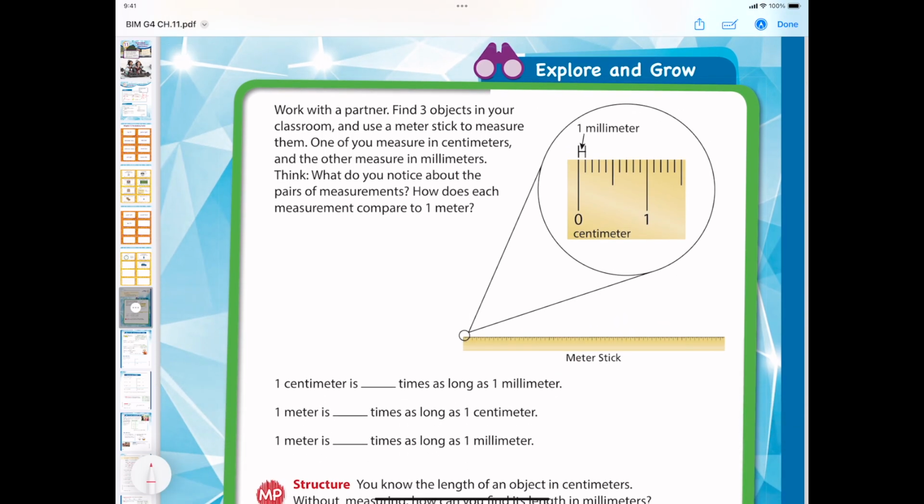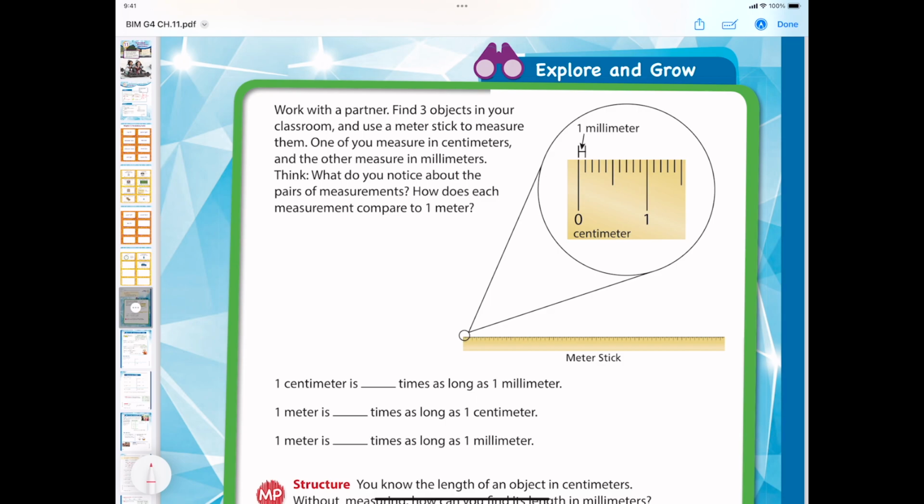Explore and Grow. Work with a partner. Find 3 objects in your classroom and use a meter stick or ruler. We have a ruler. I will give you time to take a look after we are done with my 3rd graders. Please hold on to it, but continue to read. Use a meter stick to measure them. One of you measure in centimeters and the other measure in millimeters. What do you notice about the pairs of measurements? How does each measurement compare to 1 meter?